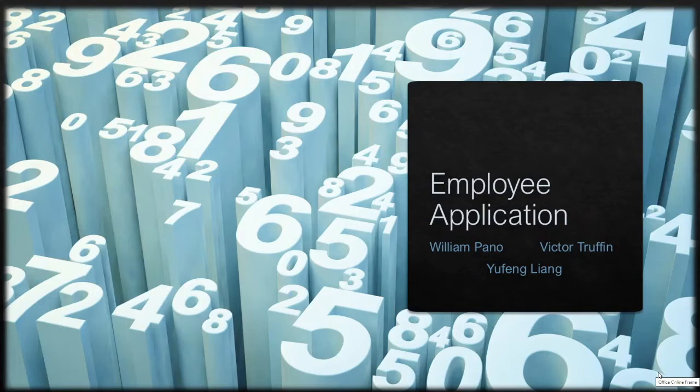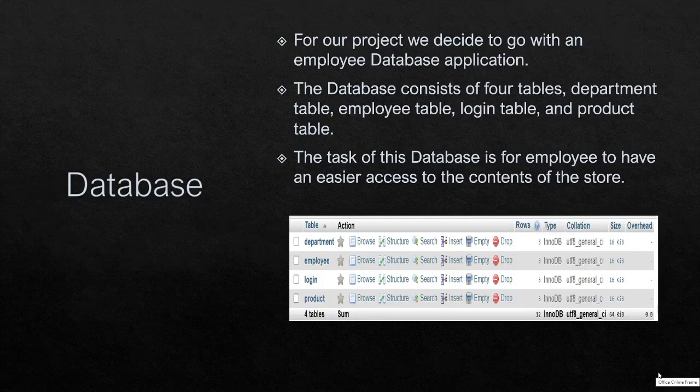Today we're going to be talking about our project, employee application, and we're going to go ahead and start off by looking at the database portion. For our project, we decided to go with an employee database application. The database consists of four tables: department table, employee table, login table, and product table. The task of this database is for employees to have an easier access to the contents of the store.